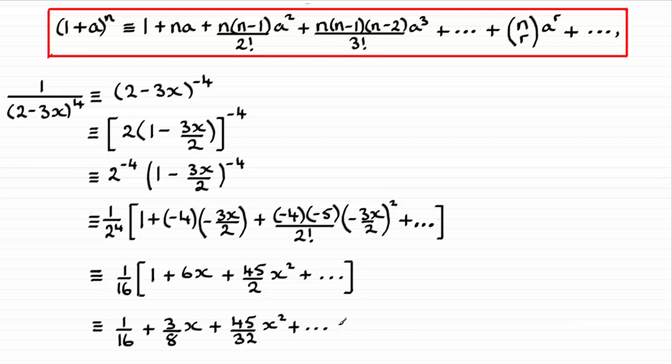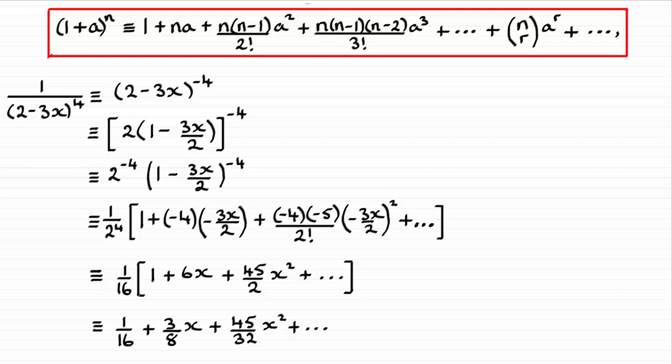The aim, though, of this section is just to show you how we can adapt the expression where we don't have a 1 in the bracket here, how we can adapt it so that we end up with a 1 in the bracket and then use the formula to expand it.